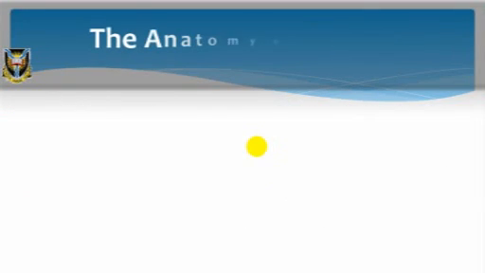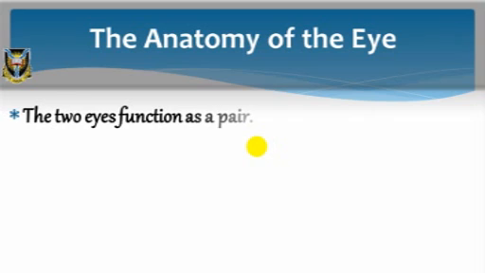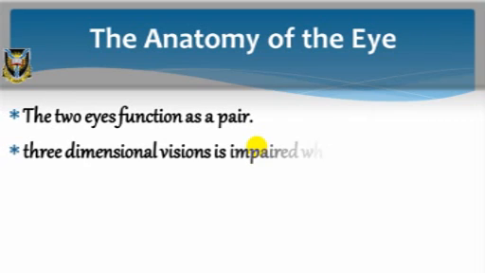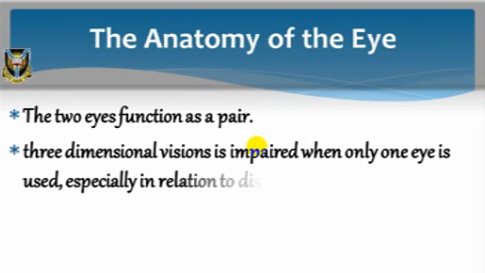The anatomy of the eye. Structurally, the two eyes are separate, unlike the ears, but some of their activities are so coordinated that they function as a pair. It is possible to see with only one eye, but three-dimensional vision is impaired when only one eye is used, especially in relation to distance.